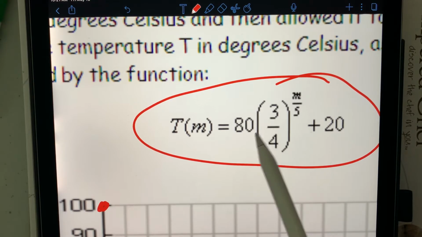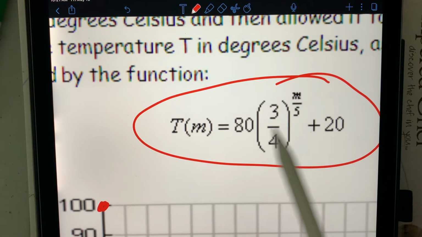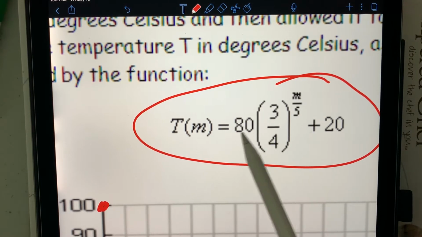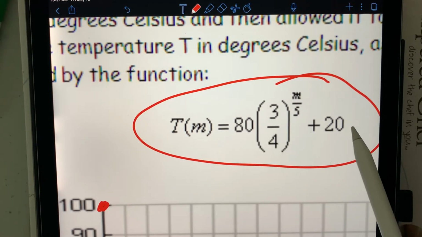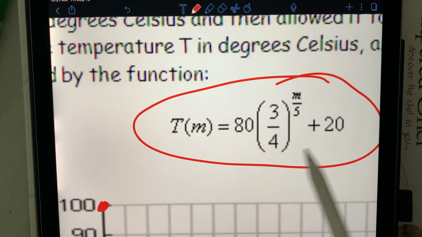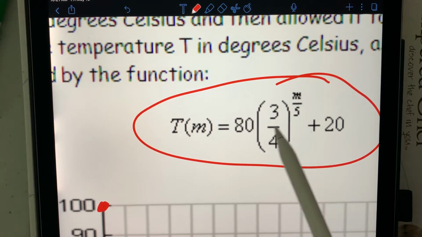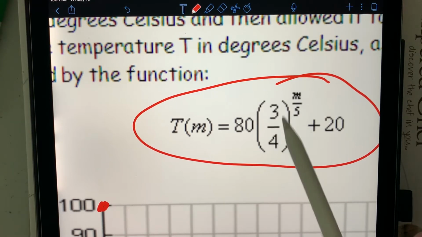So in the previous example, we had a 5 here and nothing there, that's why 5 was the starting value, because it was 5 plus 0. So the starting value is going to be whatever it works out to be when m is equal to 0. Make sense? Okay, next. So this 3/4.